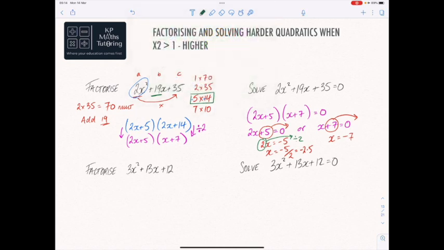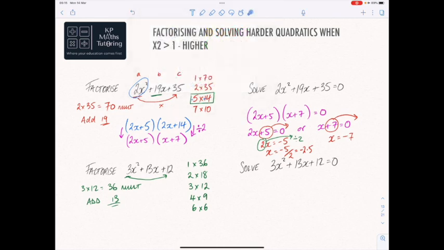Okay, here we go. So A value times by my C value. So 3 times by 12 gives you 36. So I need two numbers that multiply to 36, but add to 13. So let's go through our factors of 36. 1 times 36, 2 times by 18, 3 times by 12, 4 times 9, 5 doesn't go into it, 6 does go into it, 6 times 6, and I can stop there because I've hit the same number, and we know that they are all our factor pairs of 36.